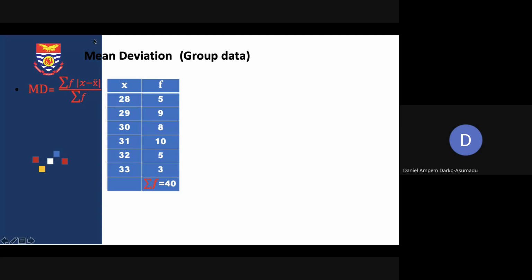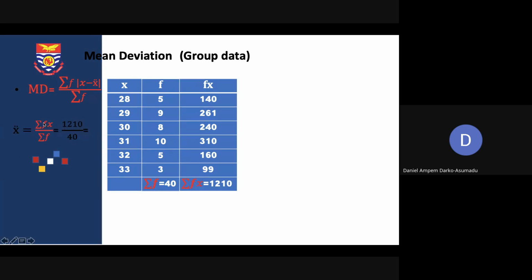Okay. In the formula, you need the mean. You see this X bar, you need the mean. How do you get the mean? The mean formula for group data is summation Fx over summation F.